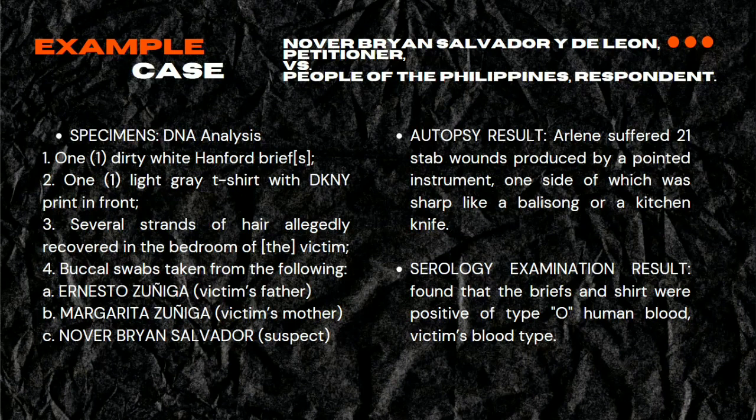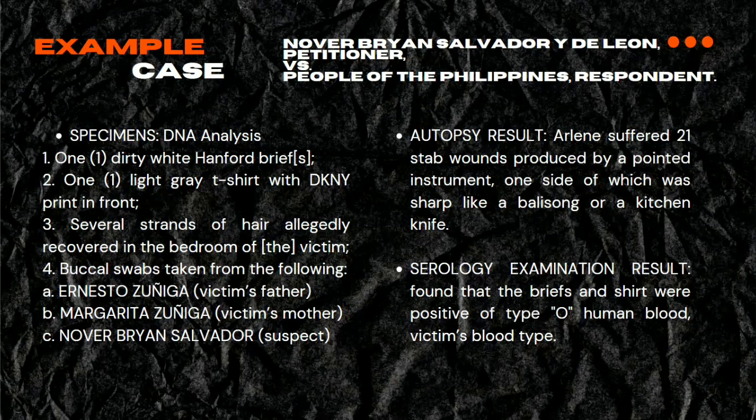At 5 in the morning, the police arrived. They found no forcible entry and no missing belongings, and in the whole house there were no bloodstains except in Arlene's room. They also discovered pieces of evidence on top of the kitchen table: the petitioner Nover Bryan's underwear, gray t-shirt and short pants. They also found hair strands on Arlene's bed and brought them to the laboratory for examination.